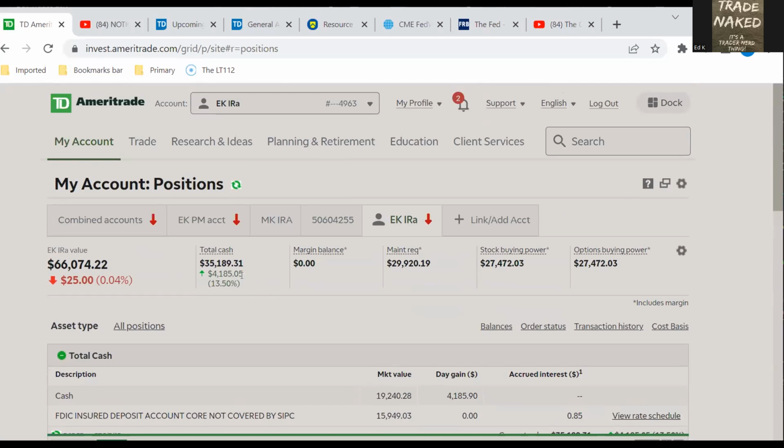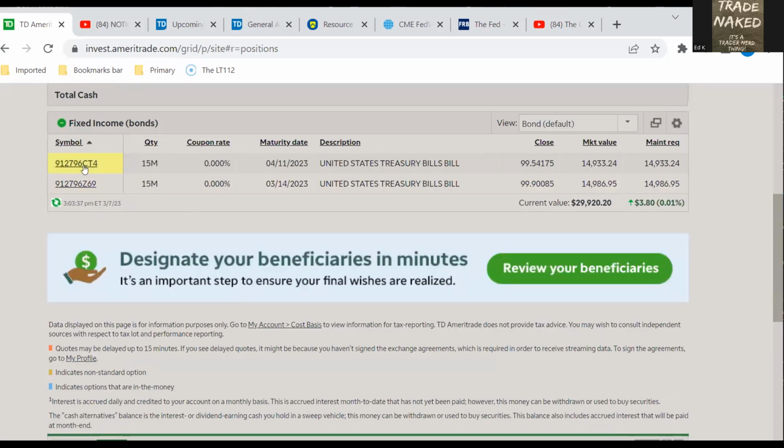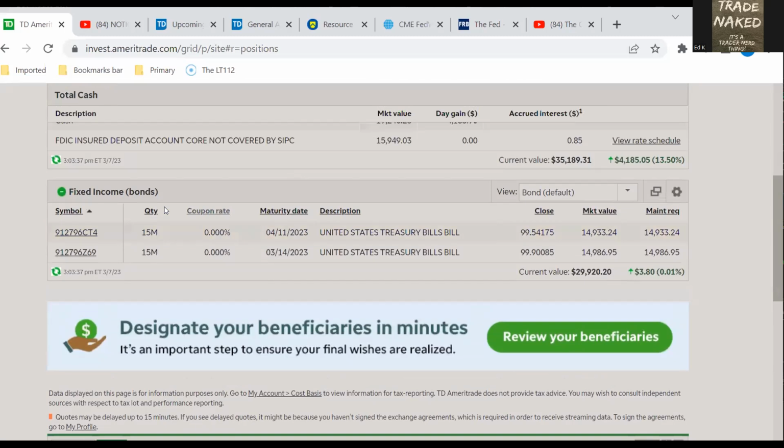And I have more available. So because of that, I'm going to add another $15,000 T-bill, and I'm going to do it now. And as I do this, I want to show you something. Like, this one matures on the 14th, which is next Tuesday. This one matures in a month from now. So I have one maturing in a week, and I have one maturing in a little over a month.